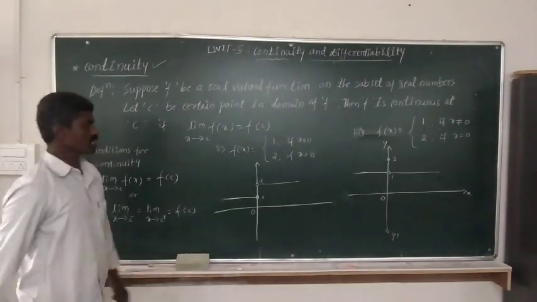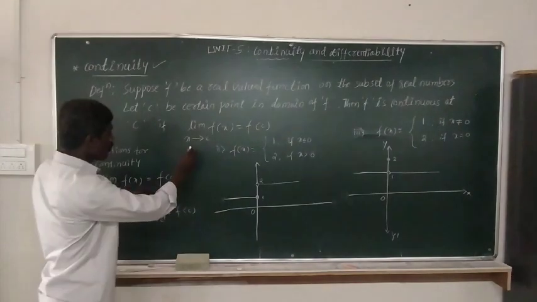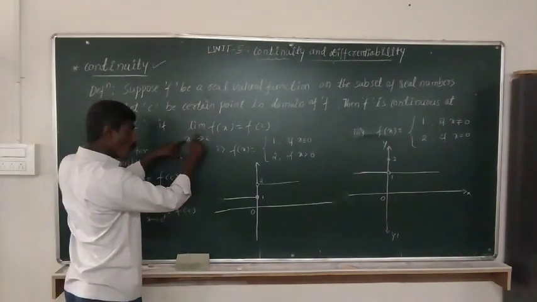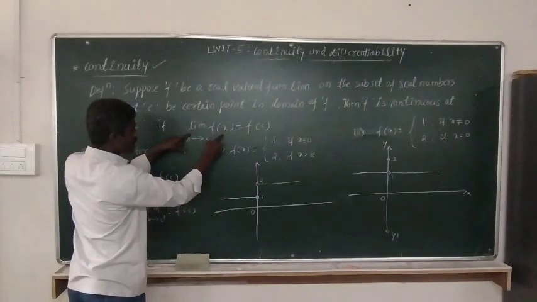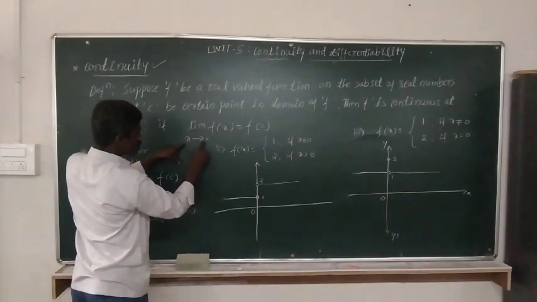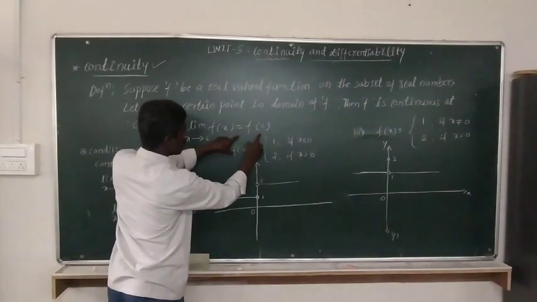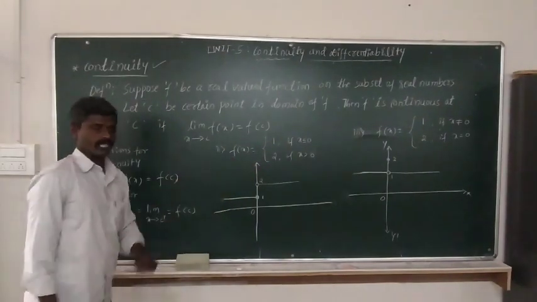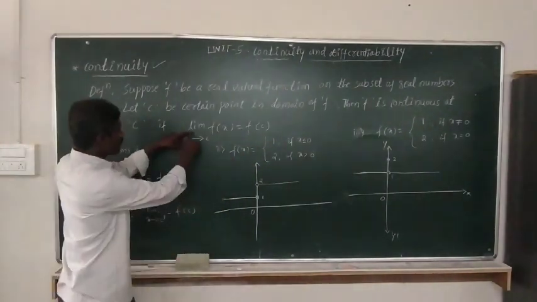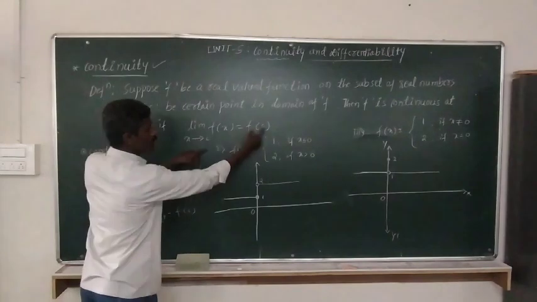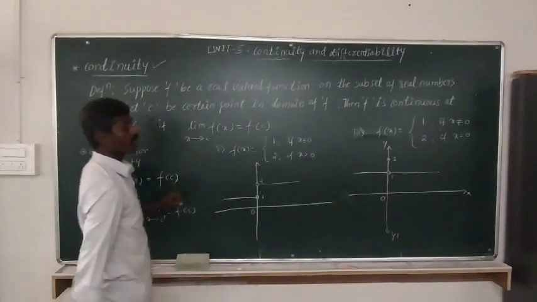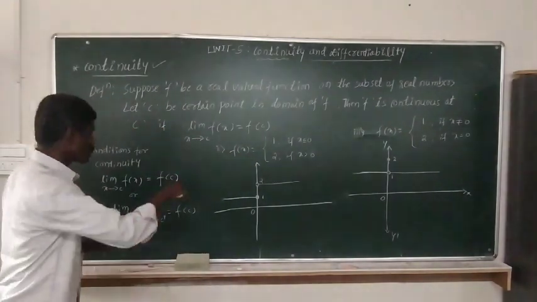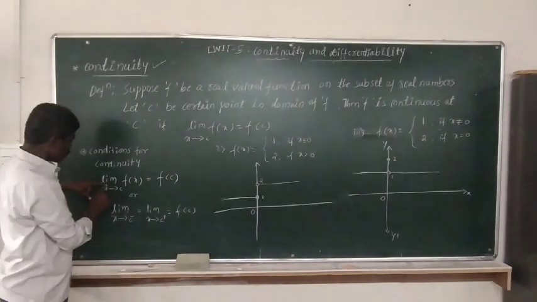When we say that a function is continuous, the function satisfies this condition: limit as x tends to c of f of x equals f of c. Then the function is continuous. Otherwise, if limit as x tends to c of f of x is not equal to f of c, then the function is not continuous. Here is also one more formula.